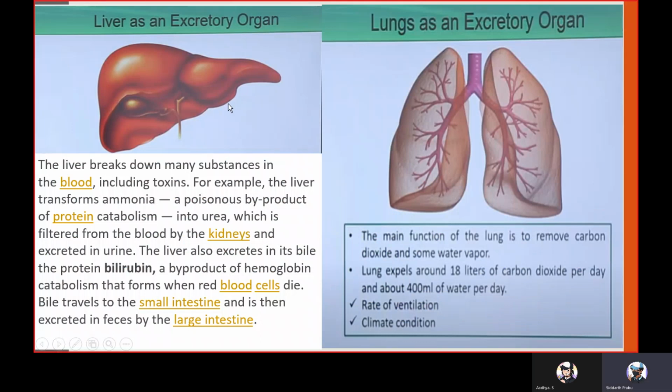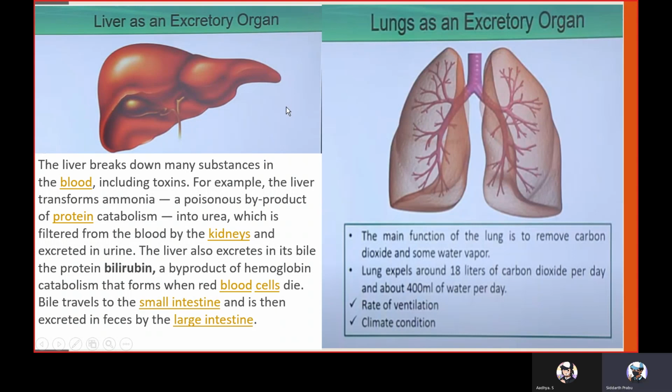Liver as an excretory organ. The liver breaks down many substances in the blood, including toxins. For example, the liver transforms ammonia, a poisonous byproduct of protein catabolism, into urea, which is filtered from the blood by the kidneys and excreted in urine. The liver also excretes in its bile the pigment bilirubin, a byproduct of hemoglobin catabolism that forms when red blood cells die. Bile travels to the small intestine and then is excreted in feces by the large intestine.